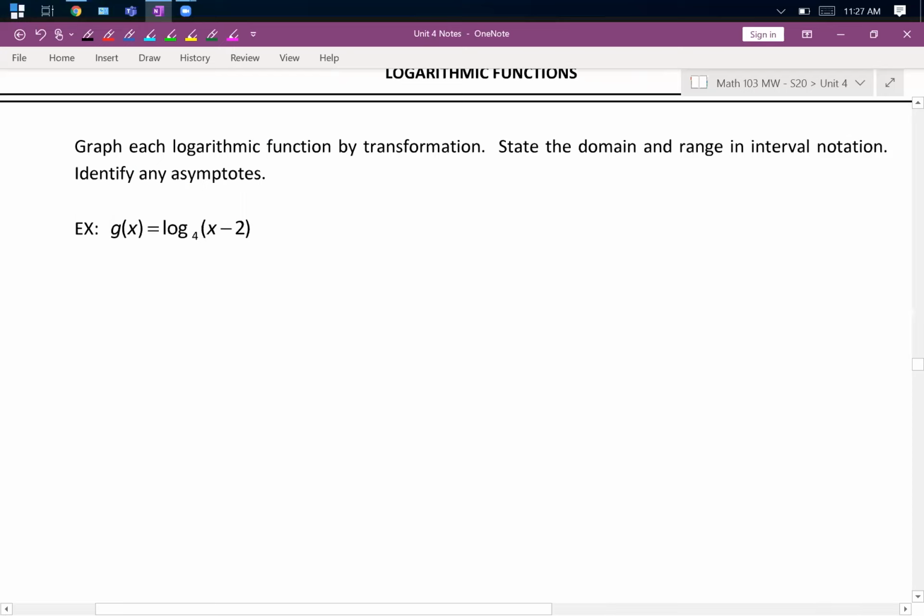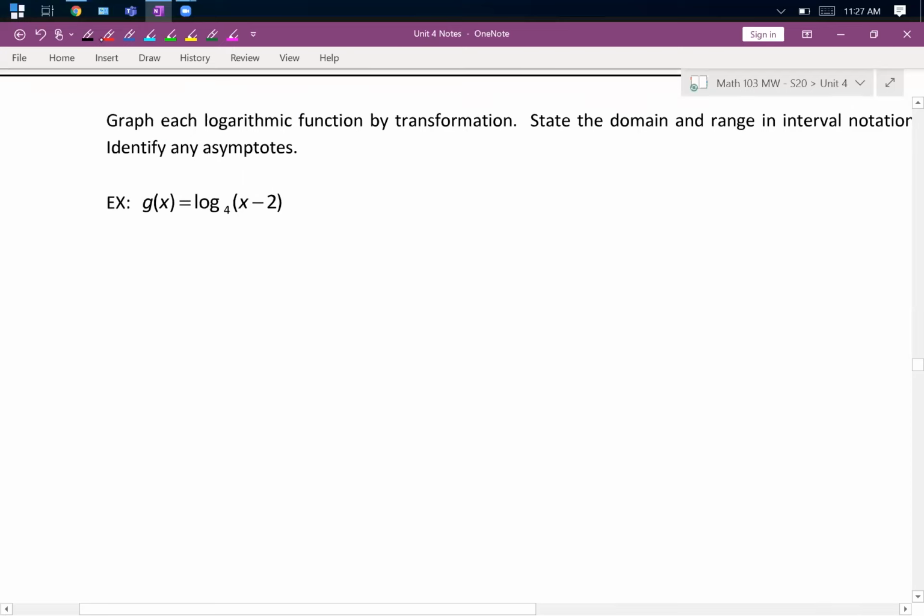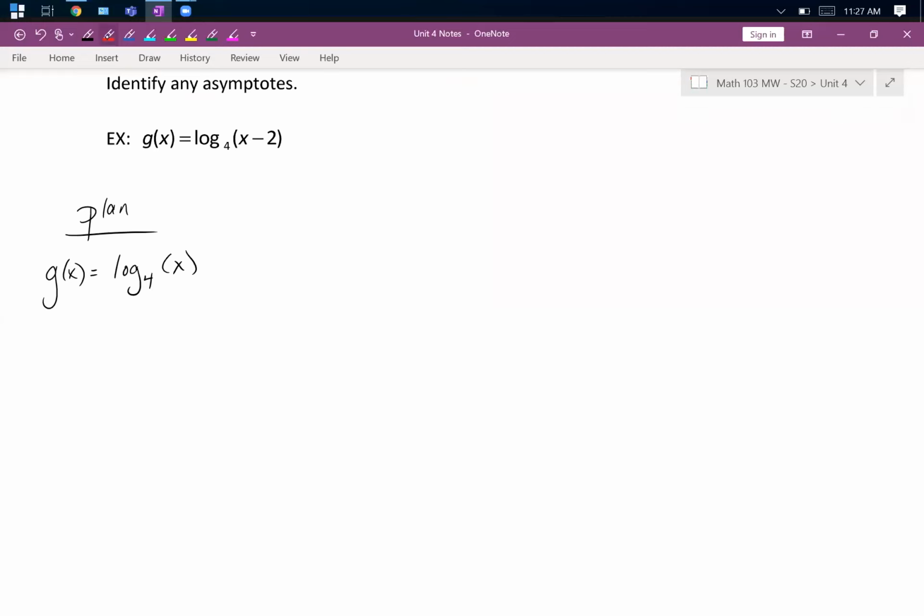All right, well, we have to identify what the transformations are and how many we have and all that stuff. We want to start by identifying our parent function. And our parent function is going to be log, and then a base number, and then just x every time. So our base number this time is 4. So our parent function is g of x equals log base 4 of x. How many transformations do we have? One. Just one, right? This minus 2 on the inside.